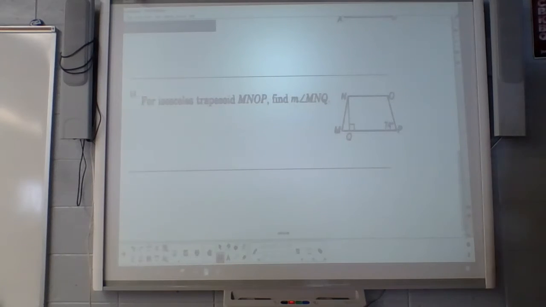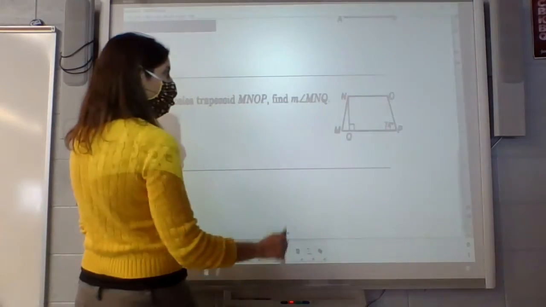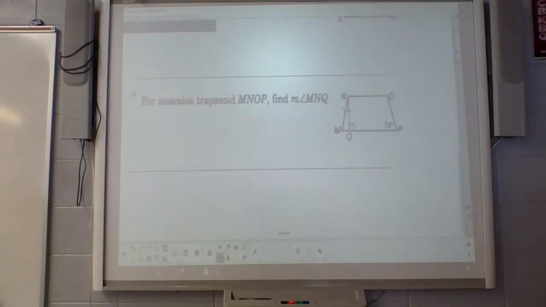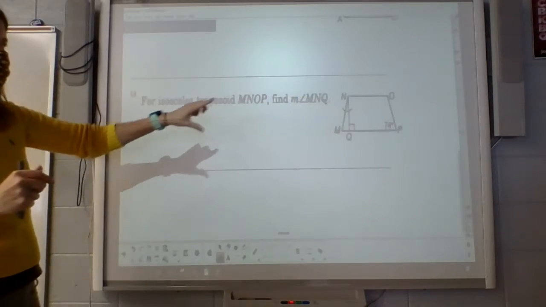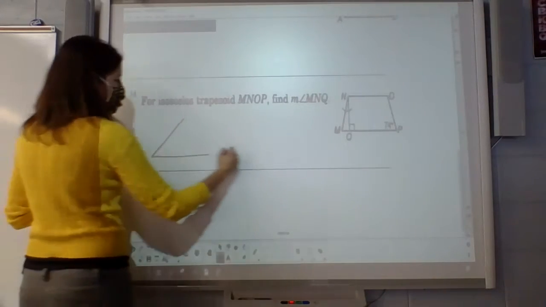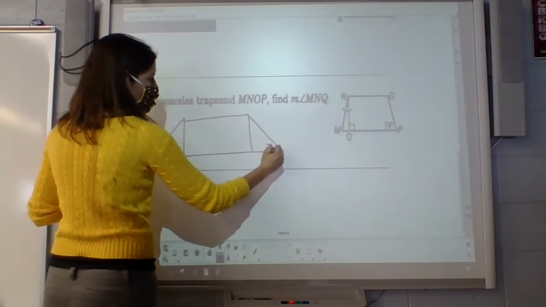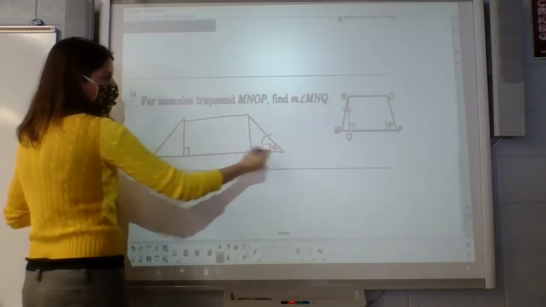All right, so it tells us this is an isosceles trapezoid. They want us to find this little angle here, M and Q. Now I know it's an isosceles trapezoid, so I'm going to draw it a little bit different because it's hard to mark on that. So I'm going to draw it a lot flatter, if that hopefully helps a little bit. Because I know that that's 74 in an isosceles trapezoid.